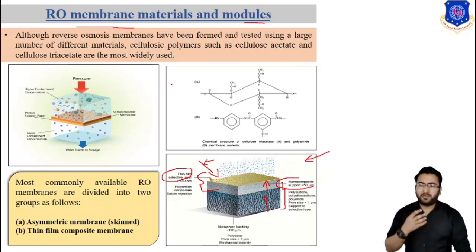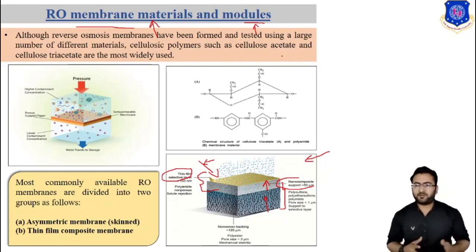Mostly cellulose acetate is used for the reverse osmosis membrane, and mostly spiral wound modules and hollow fiber modules are used for reverse osmosis membranes. So this is all about reverse osmosis membrane materials and module.